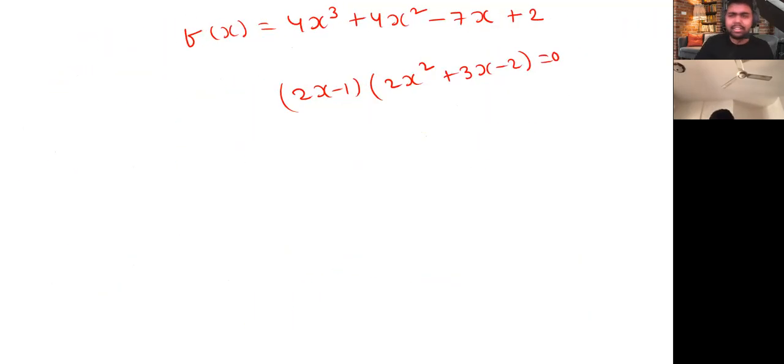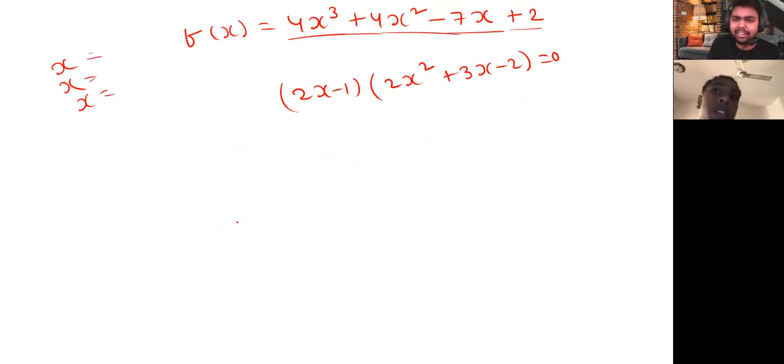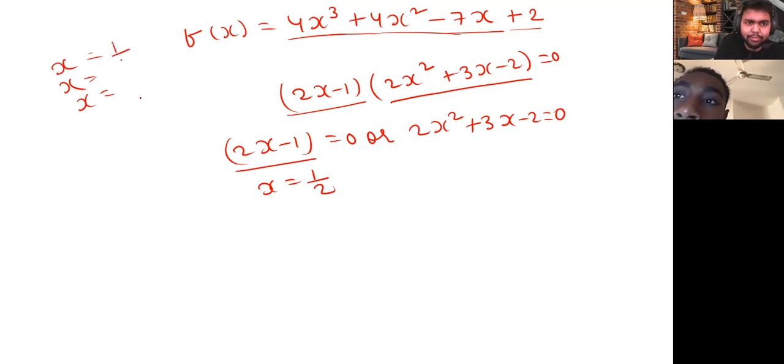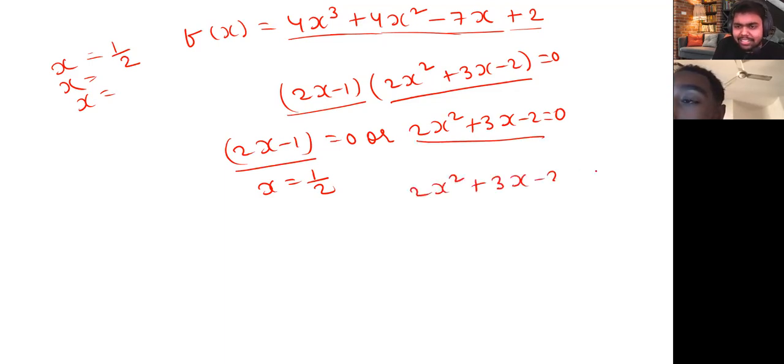Try to understand. What is the degree of this function? The highest power is 3. So how many solutions are there? 3. That means I would be getting 3 values of x. And how do we solve a quadratic equation? This is already solved for us. Can I write 2x minus 1 is equal to 0, or 2x square plus 3x minus 2 is equal to 0? Can I also solve x is equal to 1 by 2? So one x is 1 by 2. I know how to solve the quadratic equation. Yes, try to solve the quadratic equation. So this is A, this is B, and this is C.